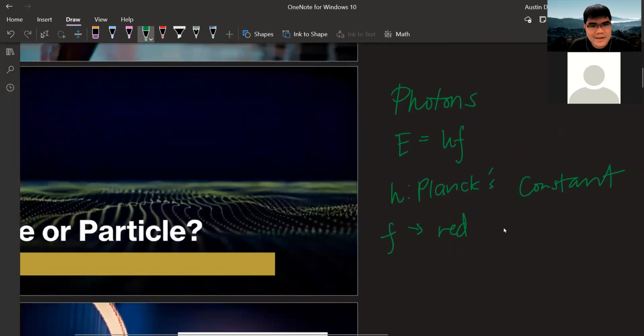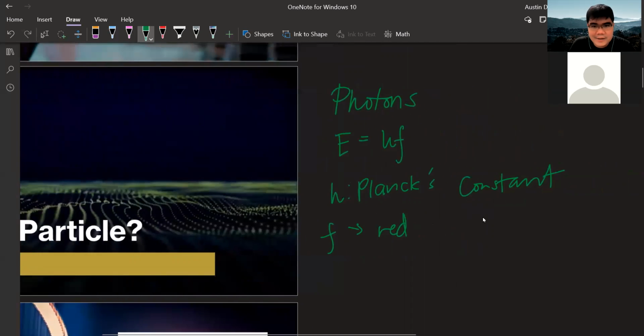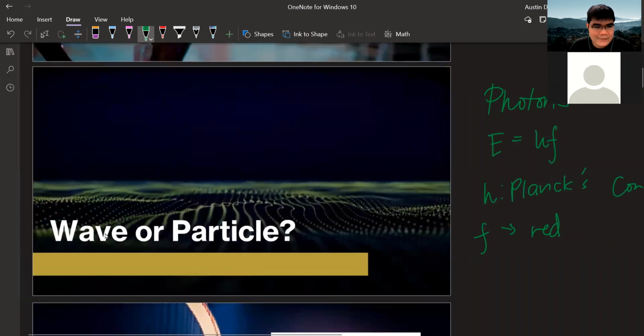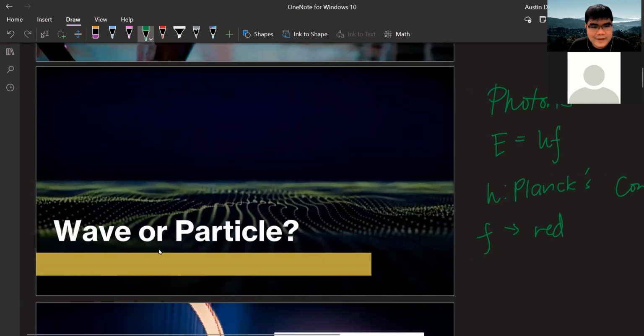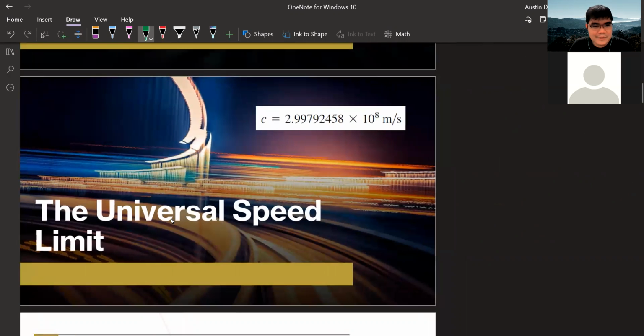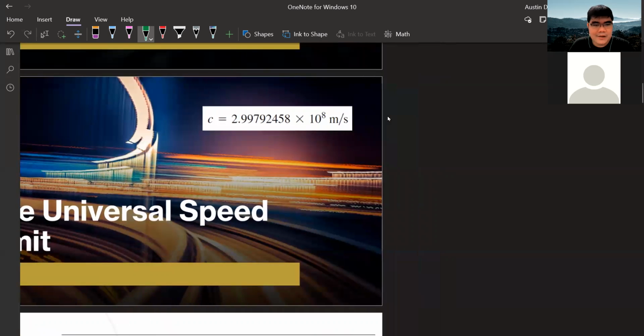And then, so by that time na-establish na nila Einstein yung field ng quantum physics, tinanggap na natin that light is both a wave and a particle. Okay. And then, light dictates the speed limit of our universe. So, itong speed limit na to would be the speed of light. Si light lang yung pwedeng makaabot sa speed of light. Nothing else.